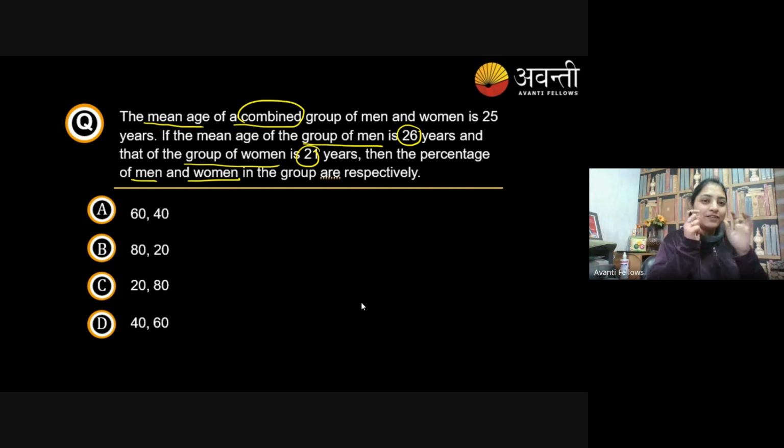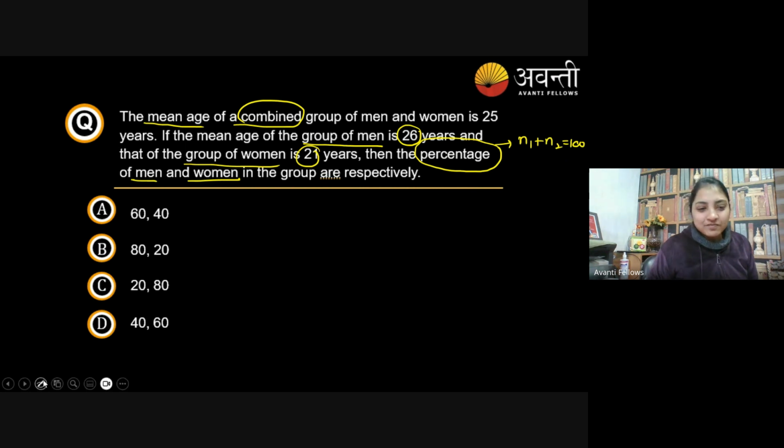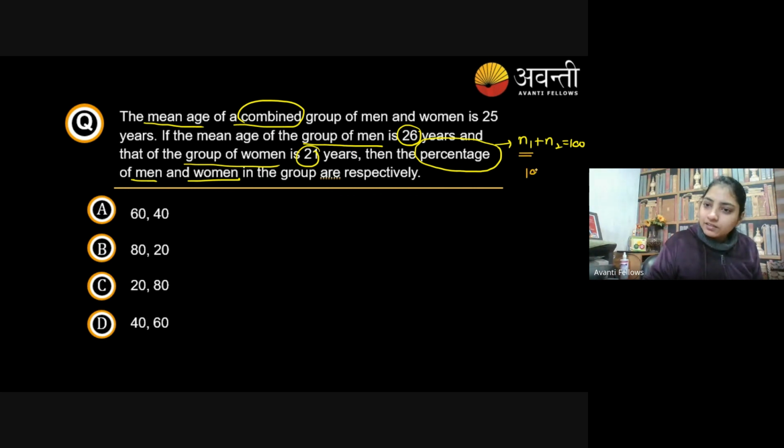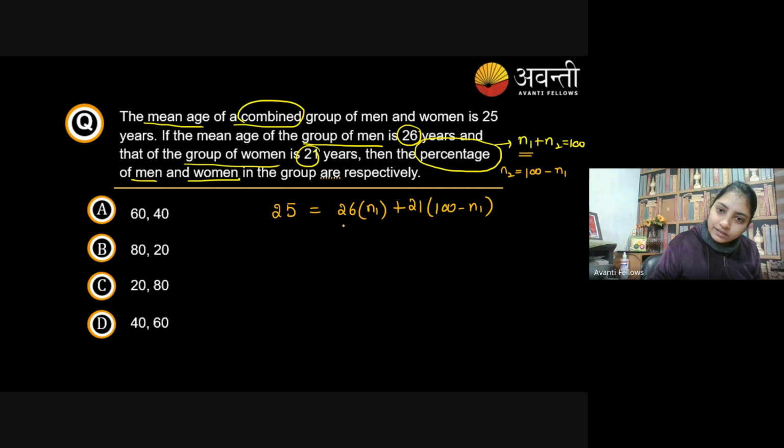Okay, but you guys are missing one word. One word given to you here is percentage. It means N1 plus N2 is actually 100. So if one is N1, then the other should be 100 minus N1. So I can say 25 is equal to 26 into N1 plus 21 into 100 minus N1, divided by 100. So this solving can be done very quickly.